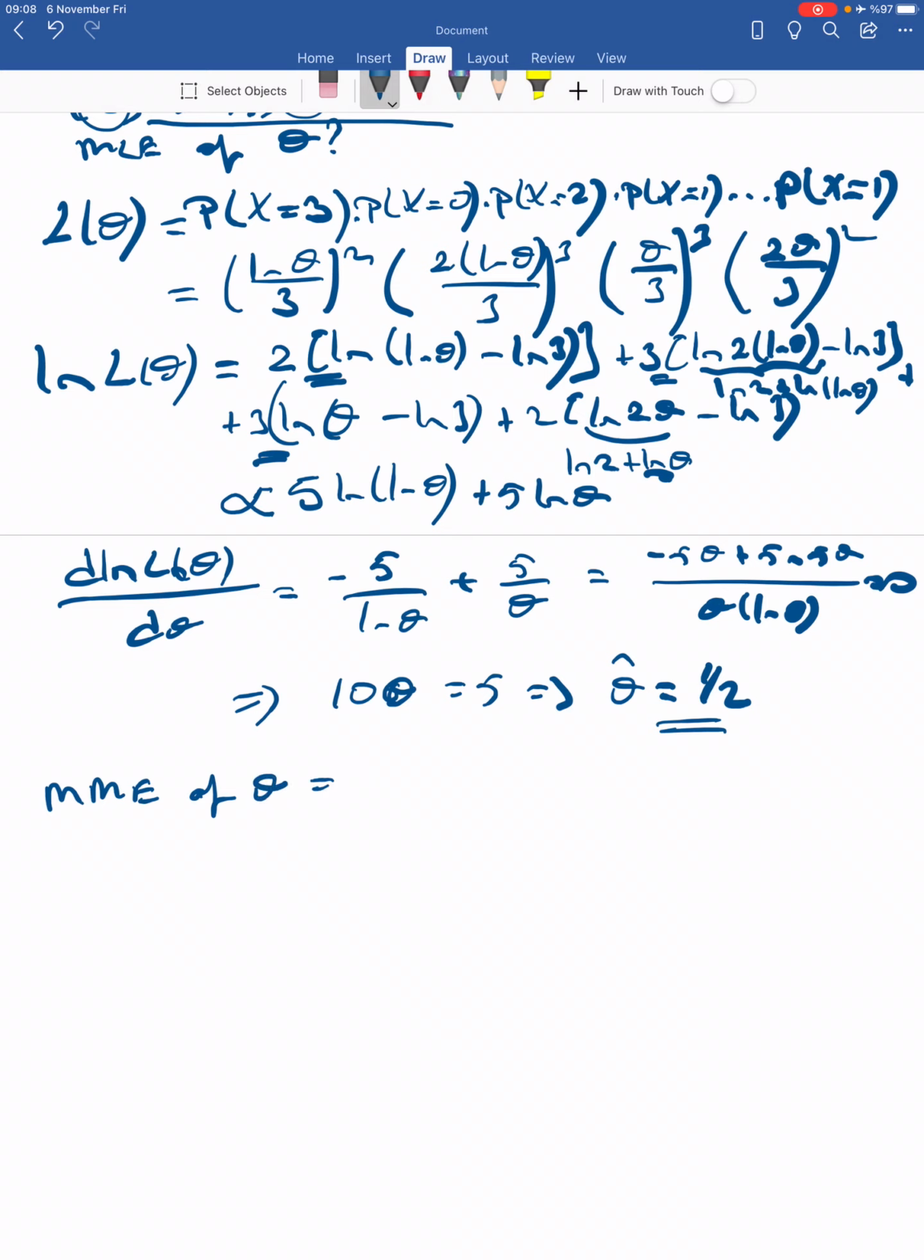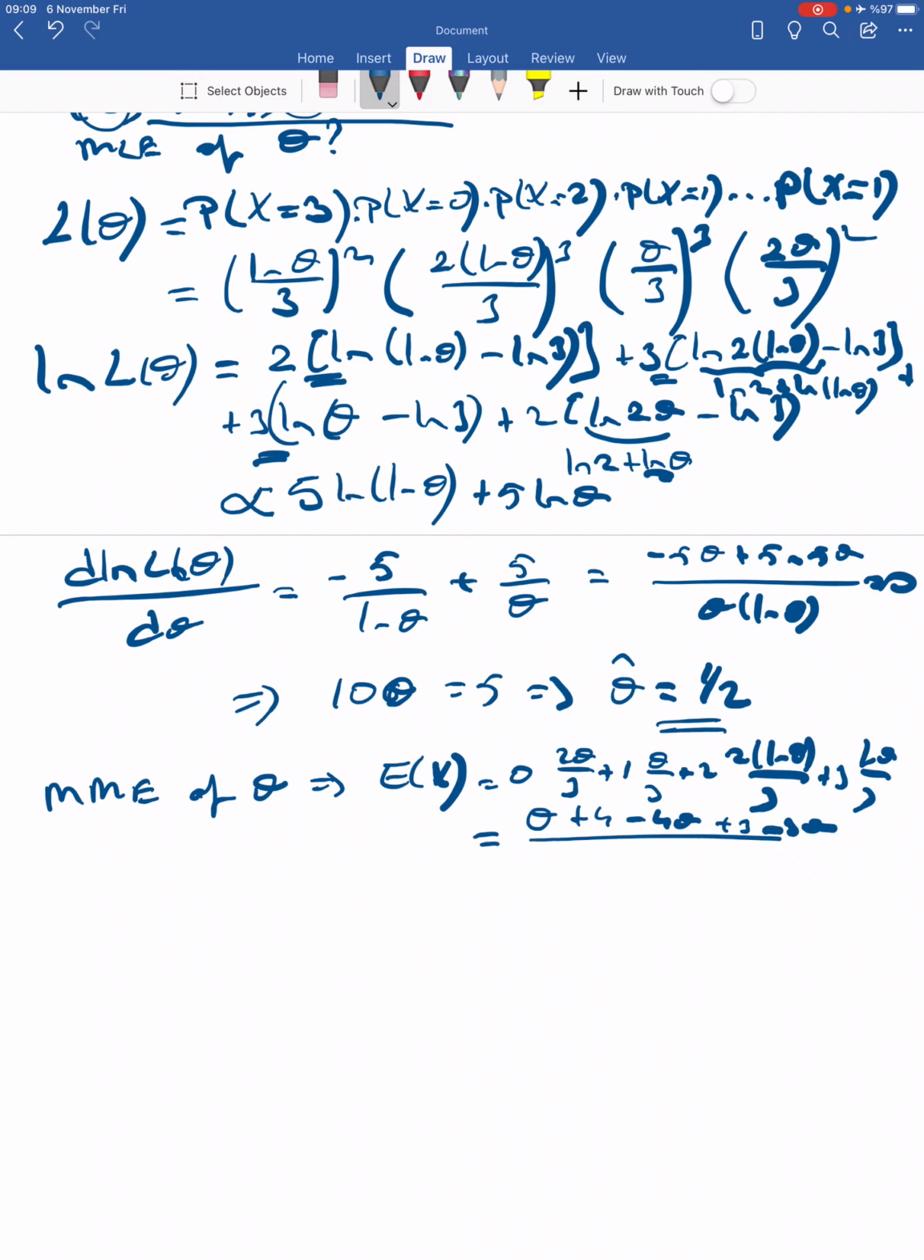Okay, so what is the MME of theta? Find the expected x. So 0 times 2 theta over 3, 1 times theta over 3, plus 2 times (1 minus theta) over 3, and we have 3 times (1 minus theta) over 3. So expected x is something, I didn't calculate it. But when you calculate it, you will get theta plus 4 minus 4 theta plus 3 minus 3 theta, over 3.